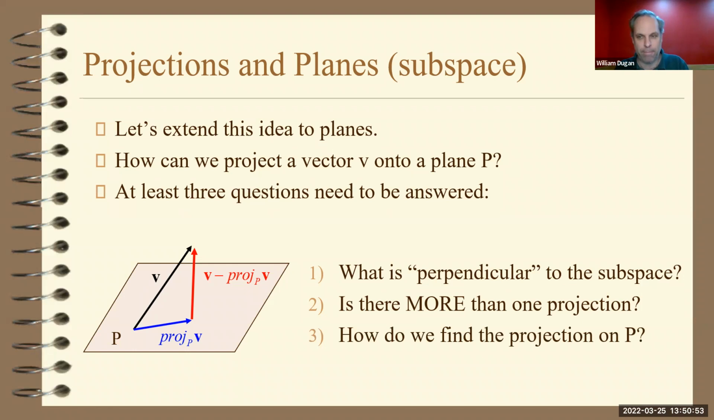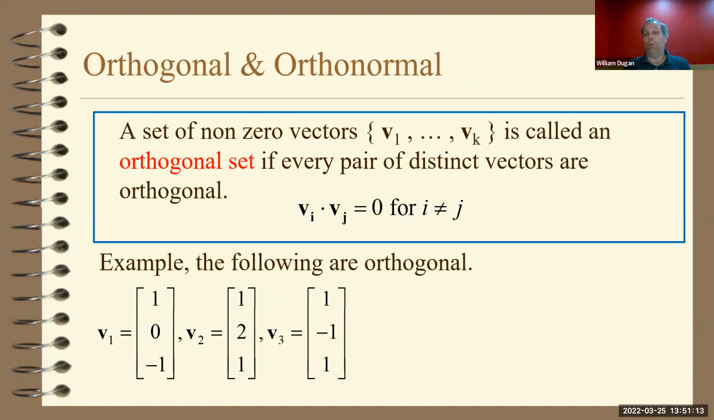In order to do that, remember that when you project a vector upon a line, you actually use the vector that describes the line. So we're going to do the same thing here. We're going to use vectors that describe the plane, but we're not going to just use any old vectors. We're going to use vectors that are in some way orthogonal to themselves, perpendicular to themselves.